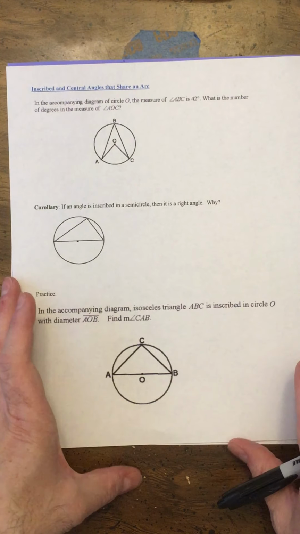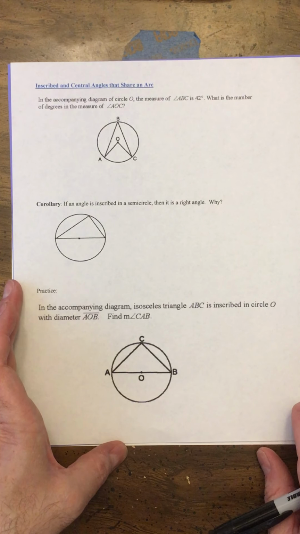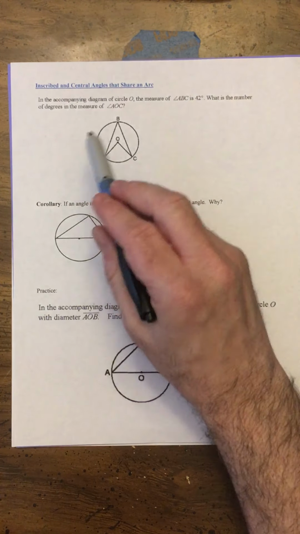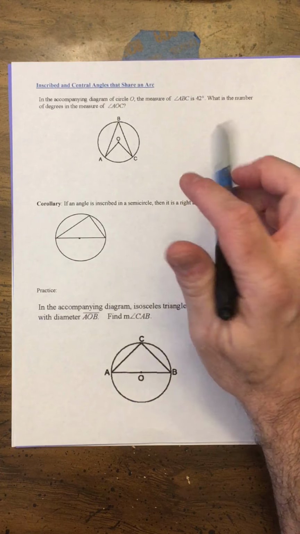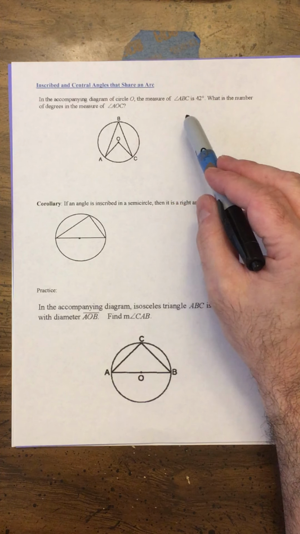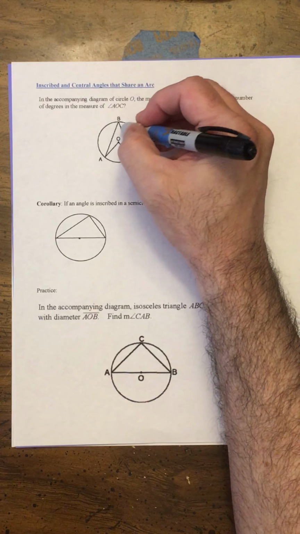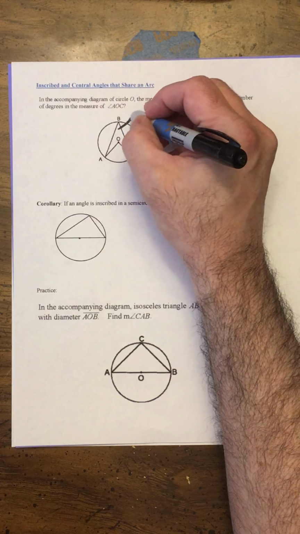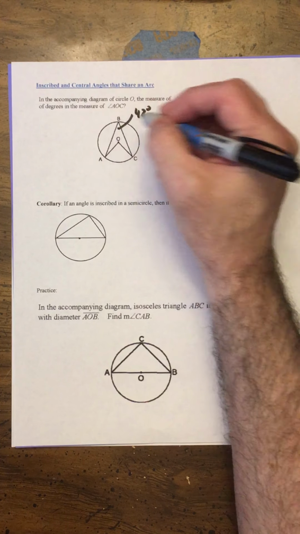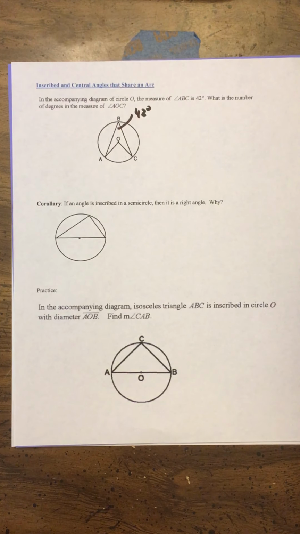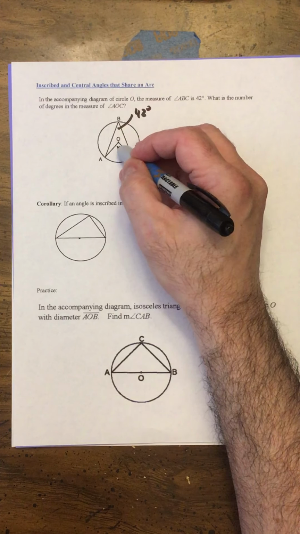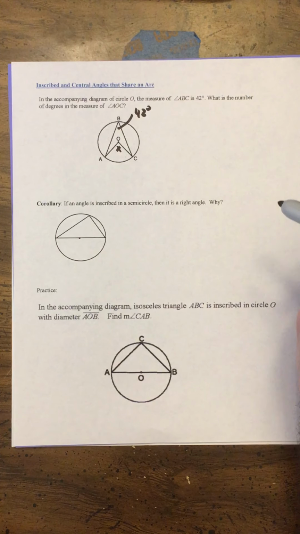Inscribed and central angles that share an arc. In the accompanying diagram of circle O, the measure of angle ABC is 42. It's going to be hard for me to squeeze it in there. I'm just going to put a little mark there. That's 42 degrees right in there. What's the number of degrees in this angle right here, AOC?